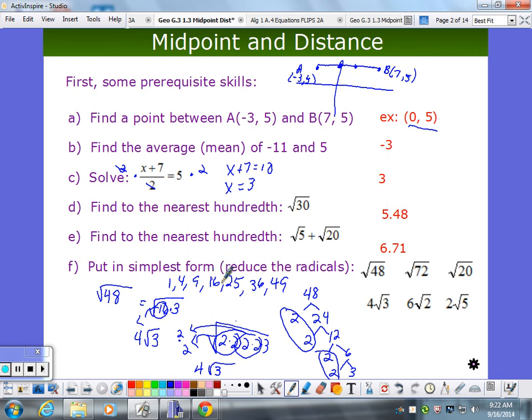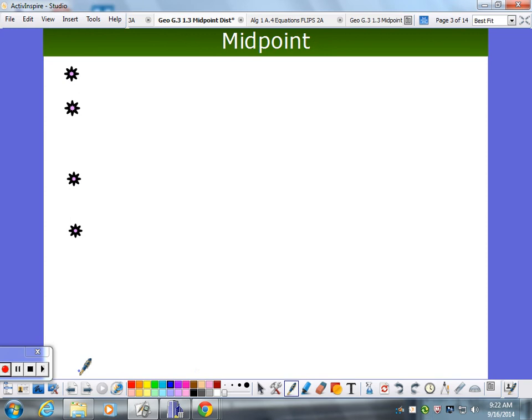So are there questions on reducing these radicals? We're good. Okay. All right. So that is just some prerequisite skills, things you have to know how to do.